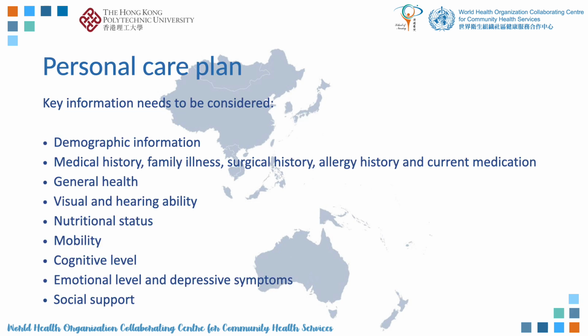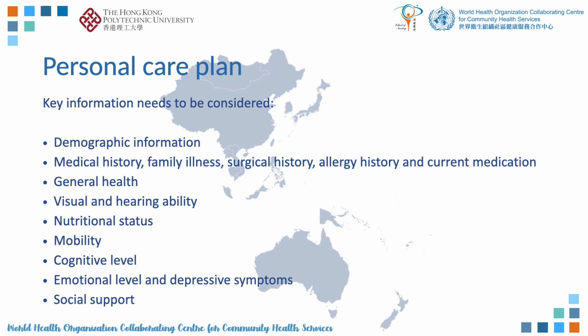So after you complete the assessment, you're able to create the personal care plan for older adults. Before you create the personal care plan, there's some key information that needs to be considered, such as the older adult's demographic information, their medical history, family illness, surgery history, allergic history, and current medication, and their general health status need to be documented before you create a care plan.